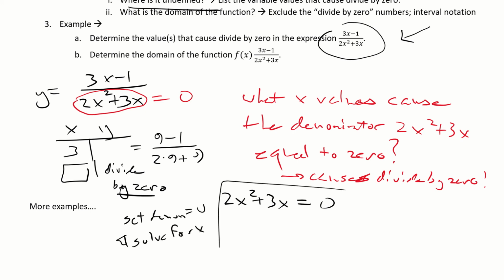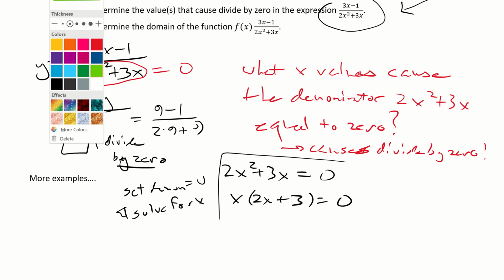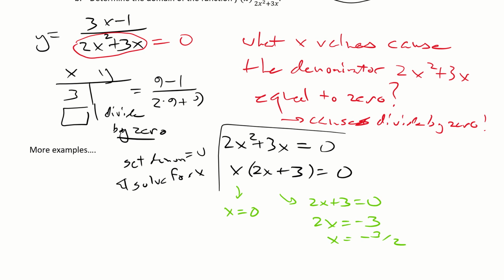Look at this equation. It's got a GCF. Did you know that? 2x plus 3 is left behind. We've done this. Last chapter, we were doing this kind of stuff. So the two answers are, this factor gives us x is 0. This one gives us 2x plus 3 is 0, or 2x is negative 3, or x is negative 3 over 2. And you've done it. The answer is it's undefined when x is equal to 0 or negative 3 over 2.